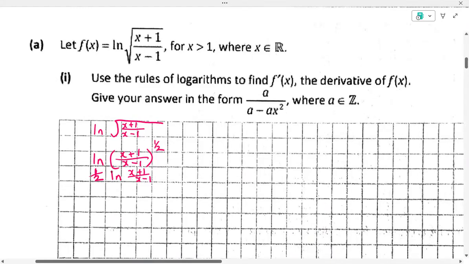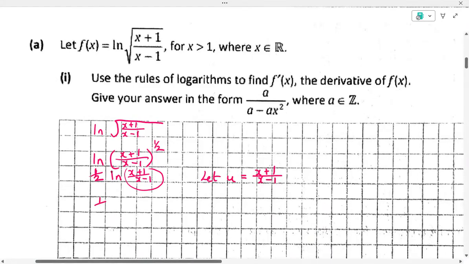Now, at this stage, I want to differentiate it, but this thing here is too complex. So what I'm going to do is I'm going to let u equal x plus 1 over x minus 1.